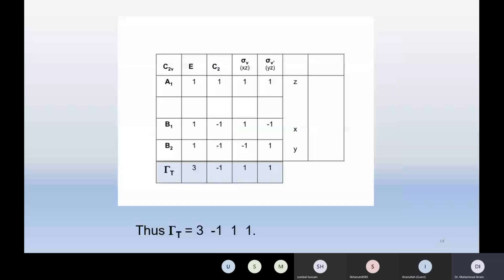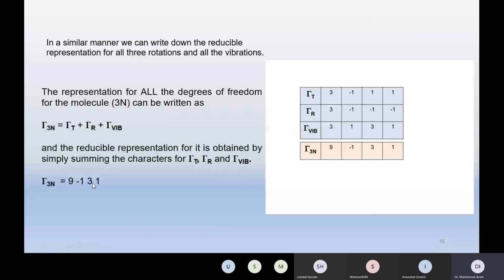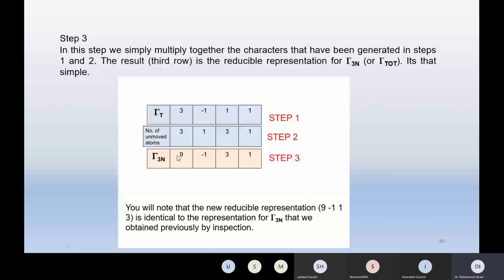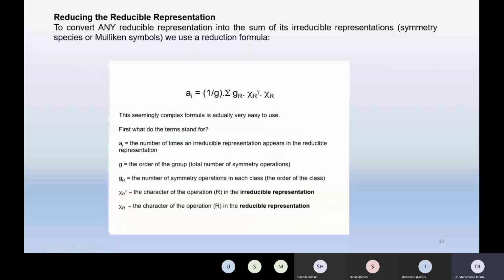this is derived over here, 9, minus 1, 3 and 1. ये हमने इससे डिराइव किया था कि 3 ट्रांसलेशन है, 3 रोटेशनल है, 3 वाइब्रेशनल है. सो सिग्मा 3n जो है आपके पास 9, minus 1, 3 and 1. और इधर हमने बिल्कुल मैथमेटिकली कैलकुलेट करके निकाले हैं. सो दिस इज 9, minus 1, 3 and 1. सो दिस इज कैलकुलेटेड वेरी इजीली.